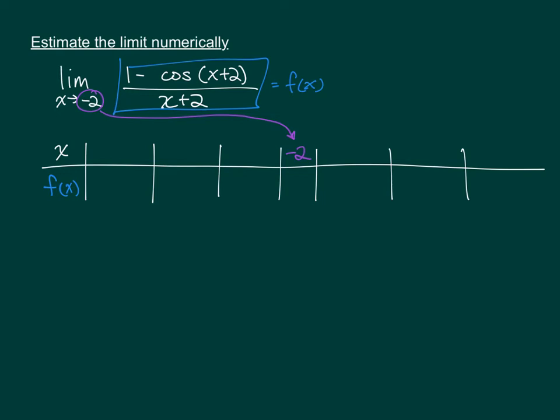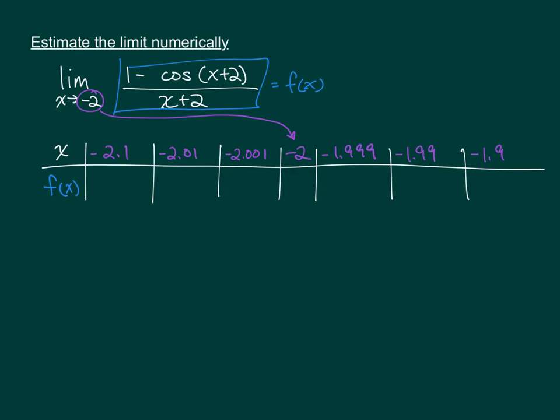So to the left we will have these three values, -2.1, -2.01, and -2.001. So you can see the number of decimal places increases by 1 every time we are moving along this table. On the right side, you will have three values that look like this, with -1.9, -1.99, and -1.999. So again, these values are getting closer and closer to -2, but this time from the right.